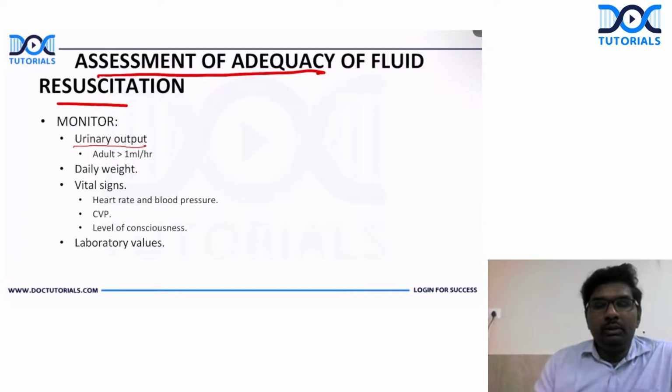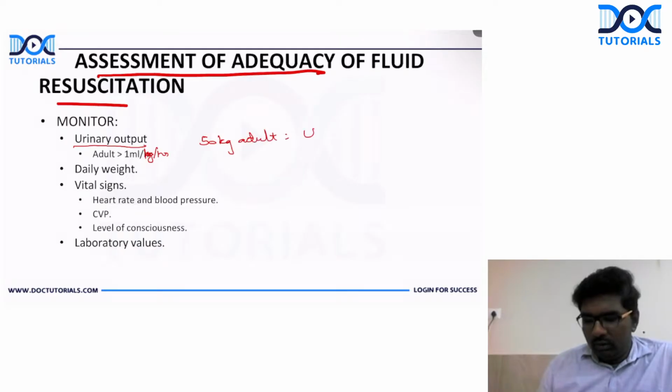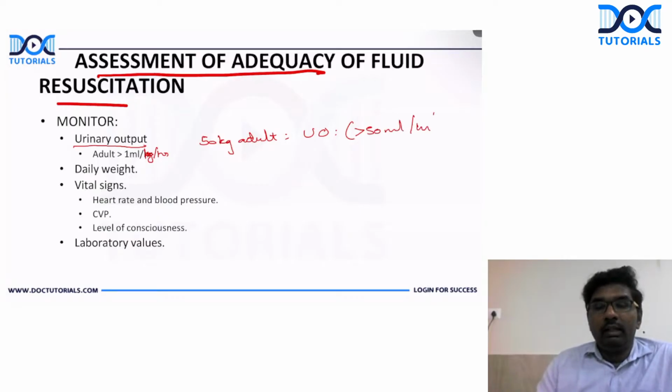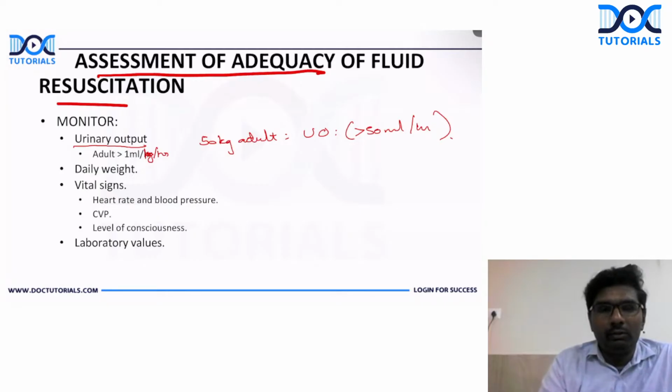The urine output should be more than 1 ml per kg per hour. In case of a 50 kg adult, the urine output should be more than 50 ml per hour. Then it is considered to be adequate urine output and you have adequately resuscitated the patient with IV fluids.